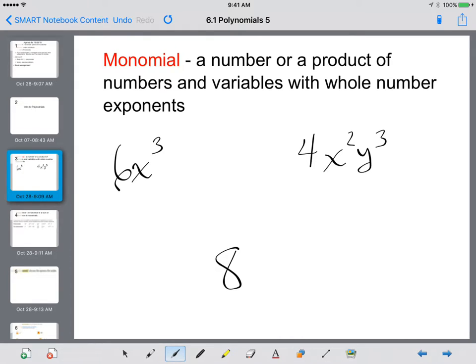This, however, is not an example. 8x to the 1/2, because this 1/2 is not a whole number, so it's not a monomial.